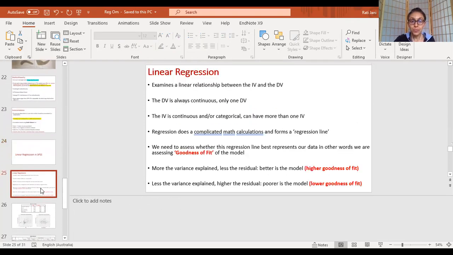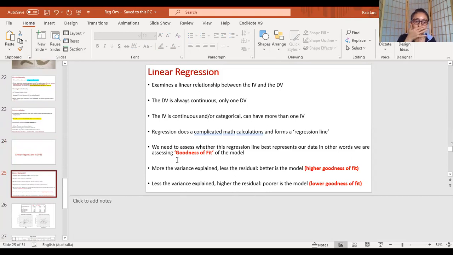Over here, this is all just a revision again. Regression is the association between IVs and DV, or IV and DV. DV is always continuous. IV can be continuous or categorical. Regression does all of the mathematical calculation to form your line of regression, and then you need to assess the goodness of fit. As I said, less residual means better goodness of fit, more residual means bad goodness of fit.